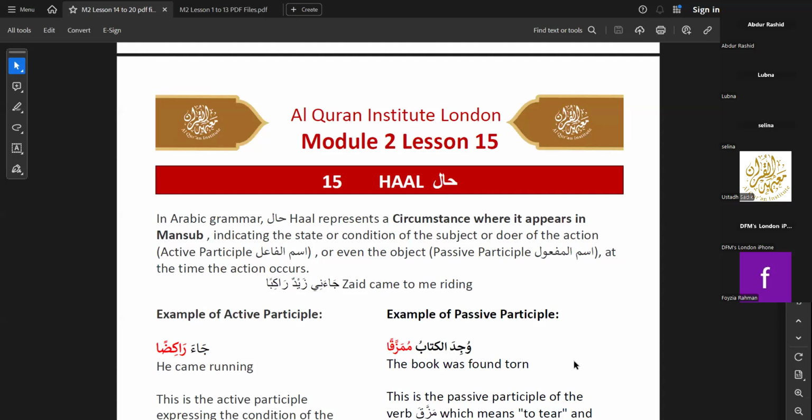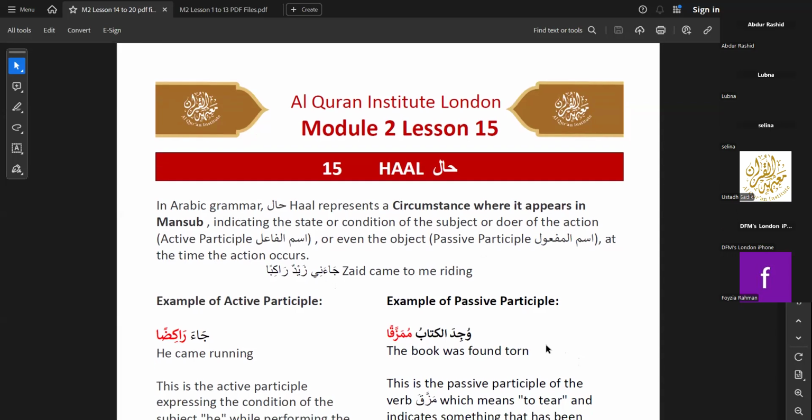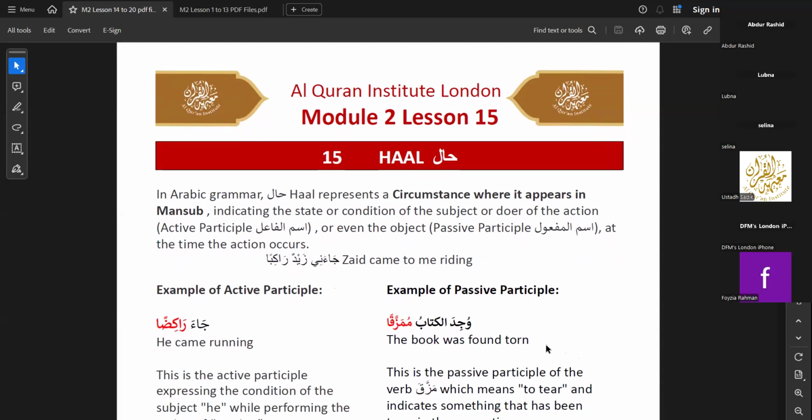So hal indicates a state or condition of the subject. When you see a sentence, you see the subject being mentioned, but there's additional information giving us the state or condition of that object. We'll see an example here. And before I go to the example, the doer of the action, as we know, is the ism, or the object. So it applies even to the ism maf'ul, which we've just covered today.